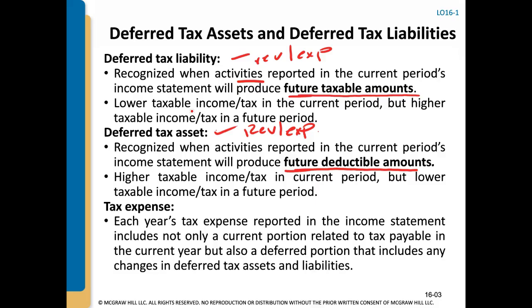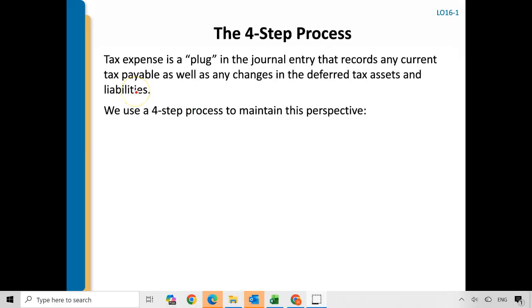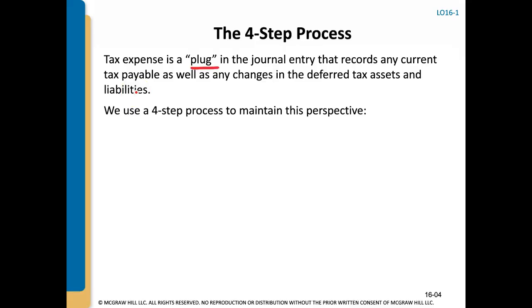And when we record a deferred tax asset and deferred tax liability, the other side of that journal entry goes to the income tax expense account, which is reported on your income statement. So the income tax expense is considered to be a plug in the journal entry when you record your current tax payable as well as your changes in your deferred tax assets and deferred tax liabilities. And we use a four-step process to do this.